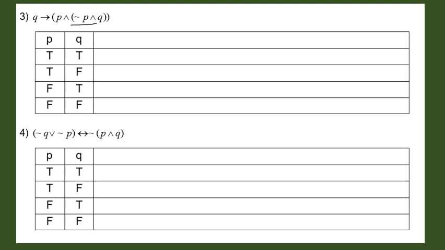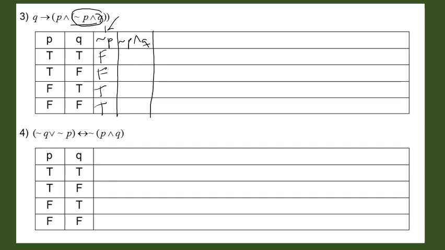In order to evaluate the parentheses, I need to evaluate the negation of P, right? So the opposite of the P column: false, false, true, true. Now that I have that, and I have Q, I can evaluate the not P and Q, right? See how I'm reconstructing this? I'm working really left to right, but then inside out, right? I can't do something until I know what I'm operating on. That's the key point.